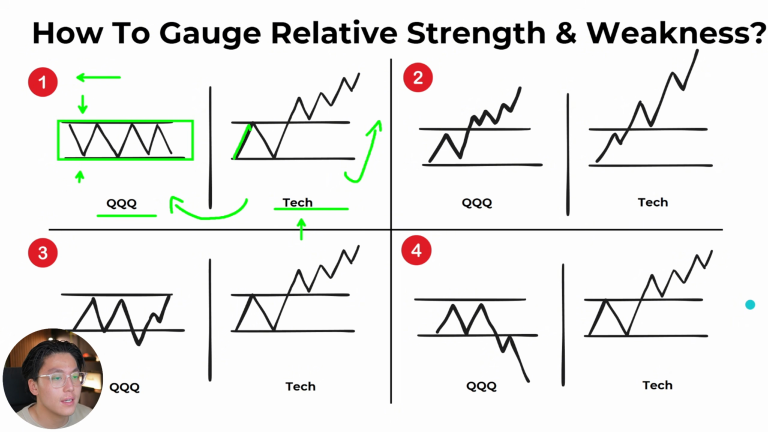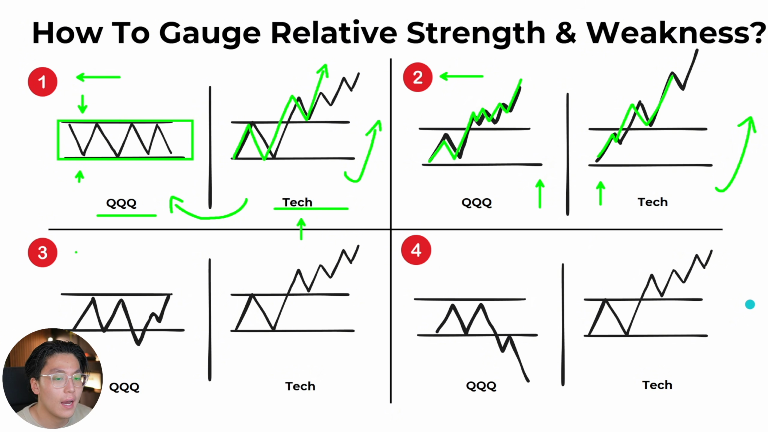So this is a case where tech is breaking out and we're continuing towards the upside, whereas the Qs is consolidating. This is a sign of relative strength. Number two is the Qs is breaking up and it's also in an uptrend along with the tech name in itself. So the tech name is just more relatively strong compared to the Qs, but in this case, right, the Qs is also in an uptrend.